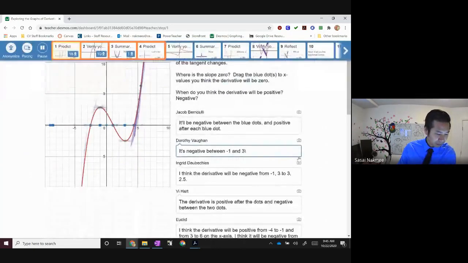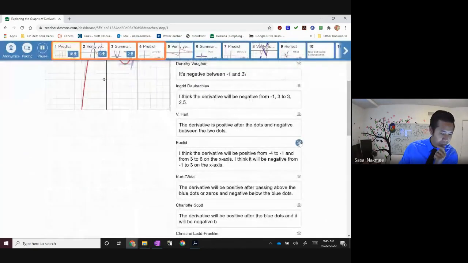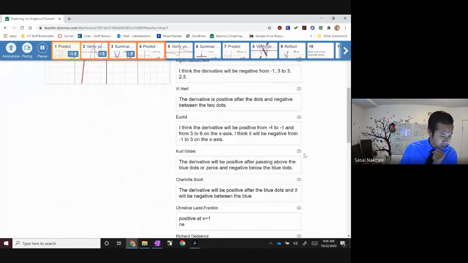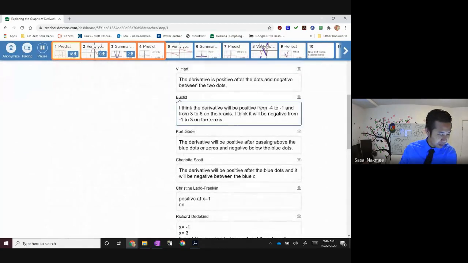But yeah, let's see here. I'm going to snapshot that one because that one's beautifully written. It has intervals where they are.